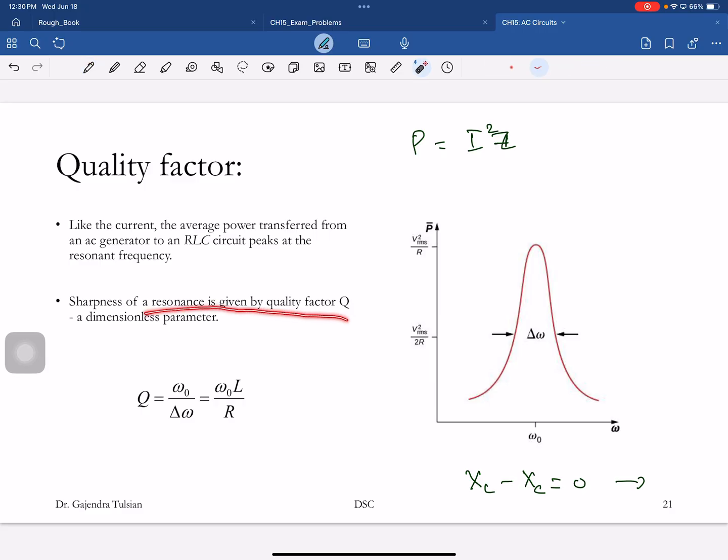Sharpness of a resonance is given by the quality factor. The quality factor is the frequency divided by the width of this curve. And the width is at half maximum. See, there's the maximum and there's half maximum. So there's width at half maximum.